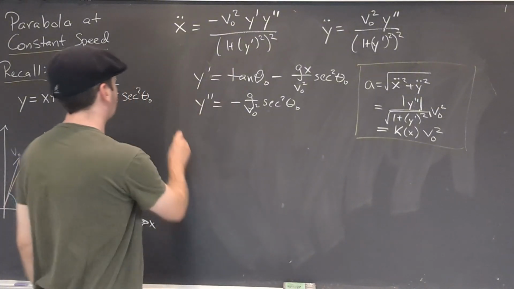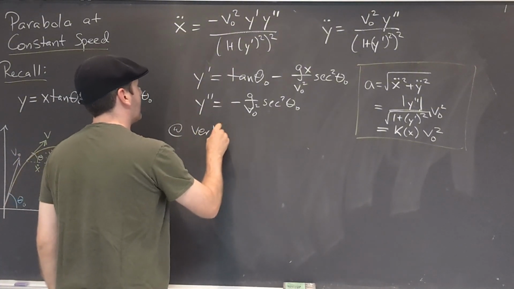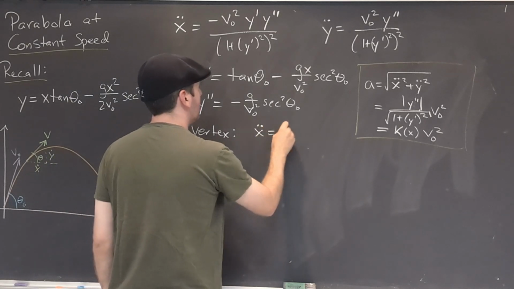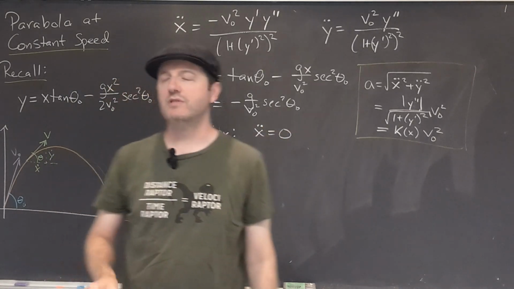So that tells me that at the vertex, x double dot is 0. That shouldn't be too surprising from symmetry.